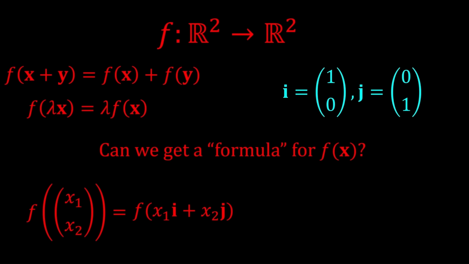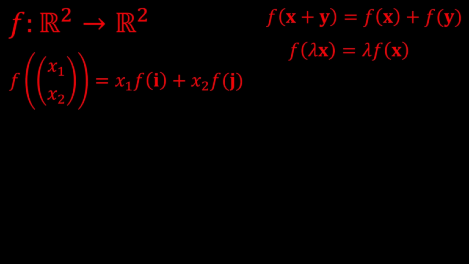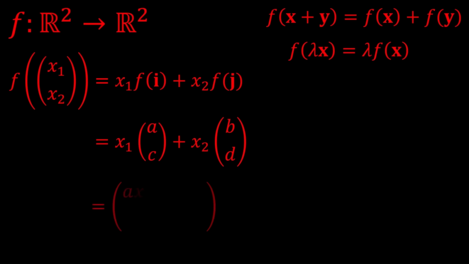Well, now what? Well, we know these nice properties of f, so we just apply them. We can split it up as a sum, and we can take x1 and x2 out of the function, because they're just numbers. Okay, well, now what? Note that f of i and f of j, they're just vectors, okay? Because f takes in a 2D vector and outputs a 2D vector. So we'll just let them be (A, C) and (B, D). And well, now we have a formula.